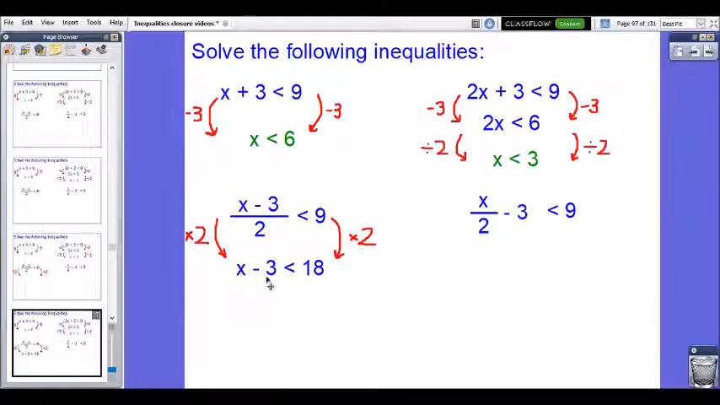Okay, how do I get from x minus 3 to just x on its own? Well, what's the opposite of minusing 3? Well, it's adding 3. Adding 3 to both sides to keep it balanced. That tells me that x is less than 21, and this is my solution.